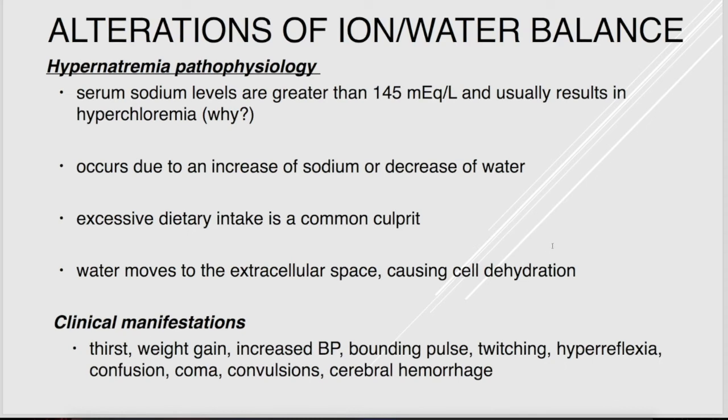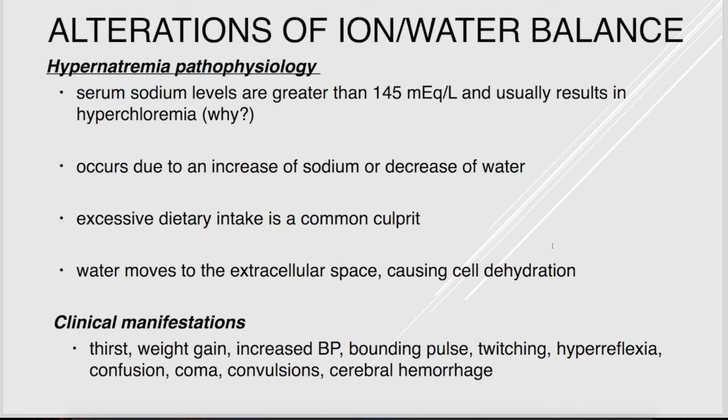Okay, so hypernatremia, this is when you have too high of sodium, greater than 145 milliequivalents per liter in the blood. And this usually results in hyperchloremia because we know that chloride tends to move passively with sodium. Okay, and this can be due to an increase in sodium or decrease of water. So if you consume too much sodium in the diet, that's a common cause. There are certainly other causes, but water is going to move to the extracellular space, and this dehydrates cells. So this is a hypertonic alteration.